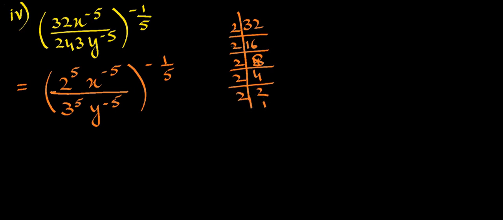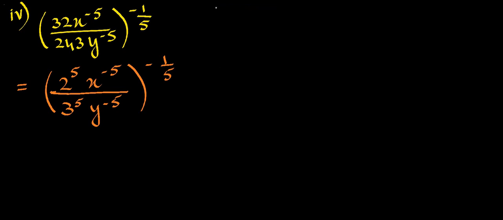So here we have 1, 2, 3, 4, 5 2's. So we have 2 raised to 5. Okay. I hope you're clear with this. Now moving ahead to the next step. That's equal to, now here we will multiply this 1 upon 5 to each of these terms.